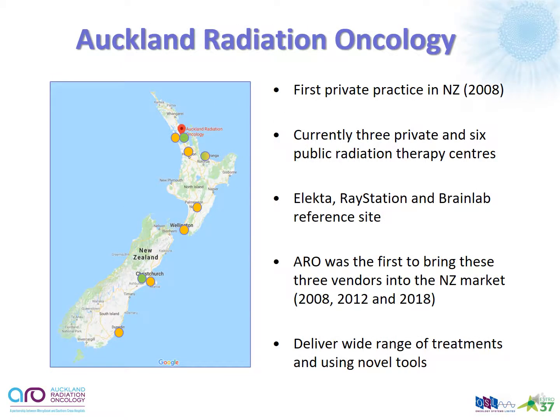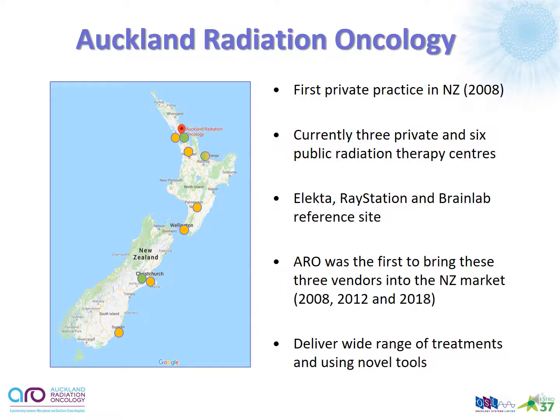Auckland Radiation Oncology was the first private practice in New Zealand, established in 2008, treating our first patients in November of that year, and we're now approaching our milestone 10-year anniversary, which is very exciting. There are now 3 private radiation therapy facilities in New Zealand, shown with the green circles, and 6 public radiation therapy centres, shown with the yellow.